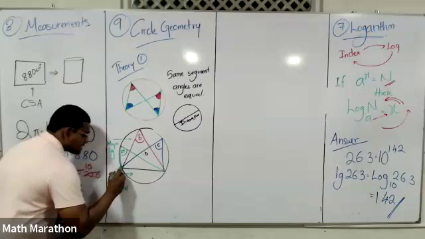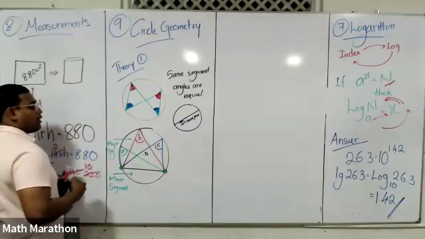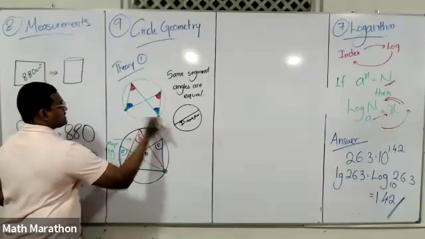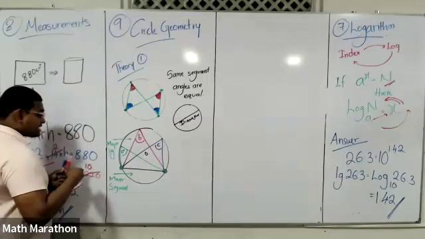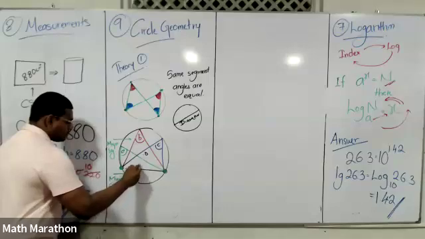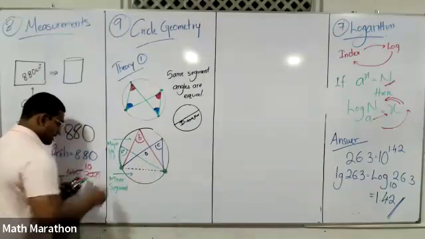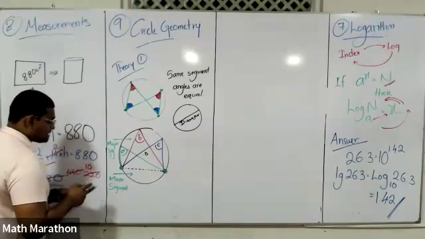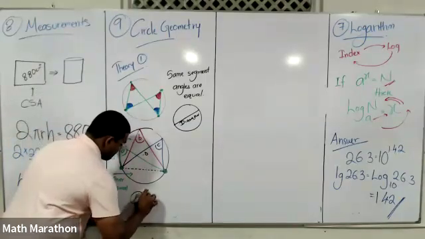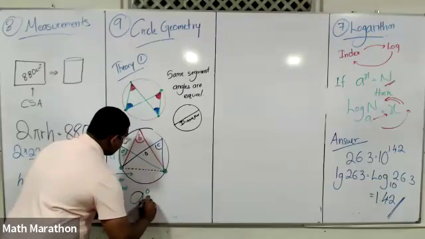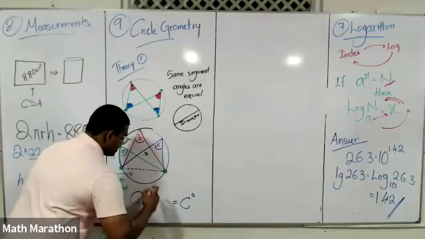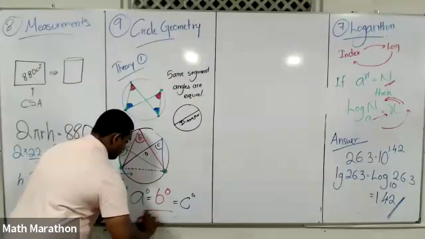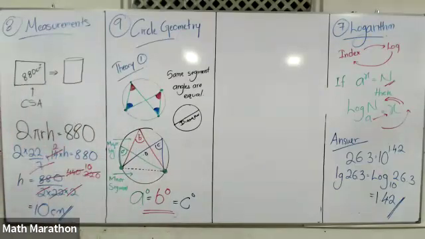Three angles that start and end at one point. If they start and end at one point, they are called same segment angles. A, B and C are equal. Theory number one. Theory number two.